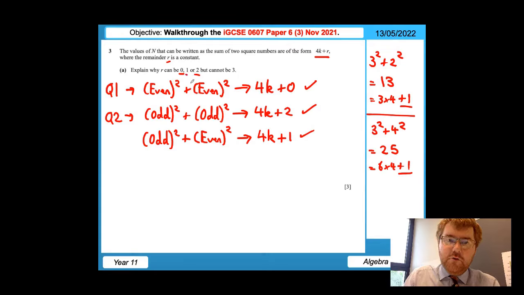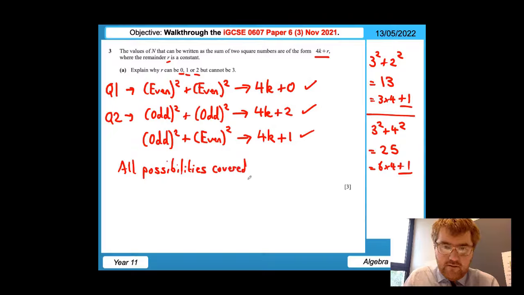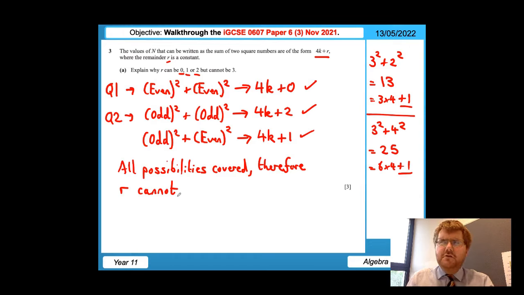So notice we've covered all possibilities. So all possibilities covered. Because you either have even, odd, or odd, even, and it doesn't matter which way round. So all possibilities covered. Therefore, r cannot be 3. Because it's not a number that's not odd or not even. If that makes sense. So cannot be 3.